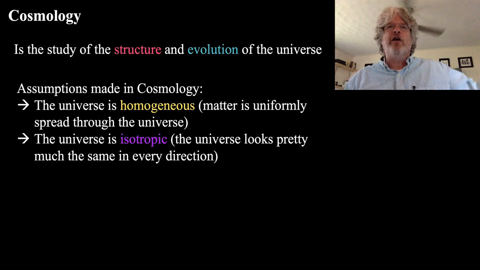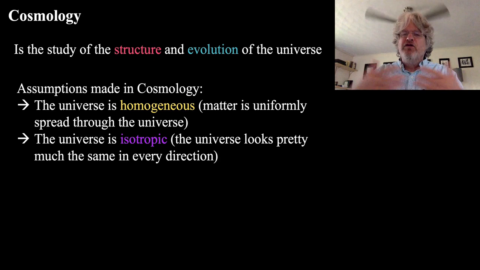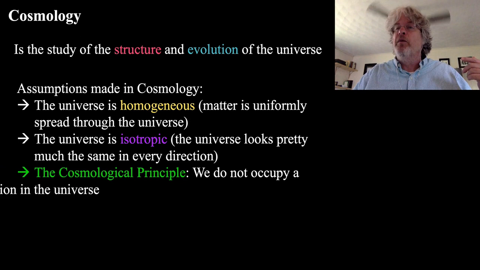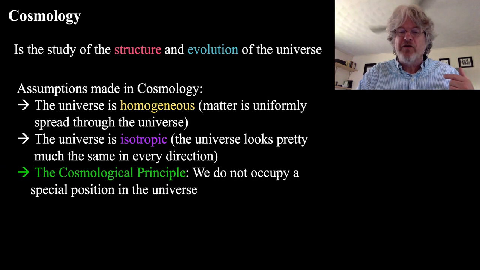What these are really saying is that the universe is the same everywhere. There's no special place in the universe where things are going to look different than any other place, if you look on a big enough scale. And this gets down to the cosmological principle: that we do not occupy a special place, a special position, in the universe.